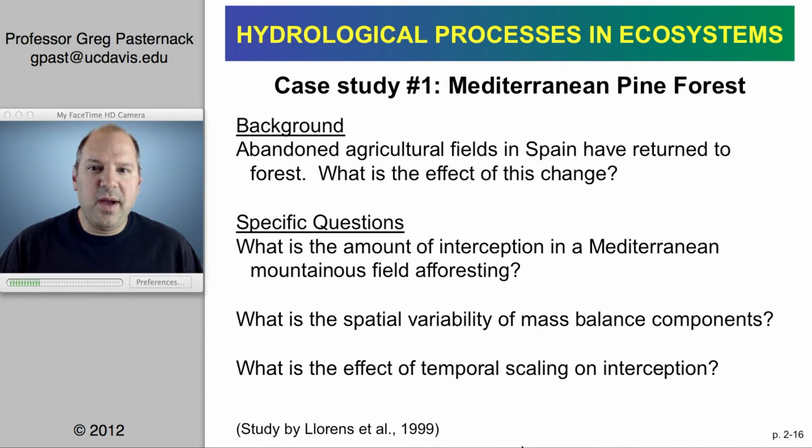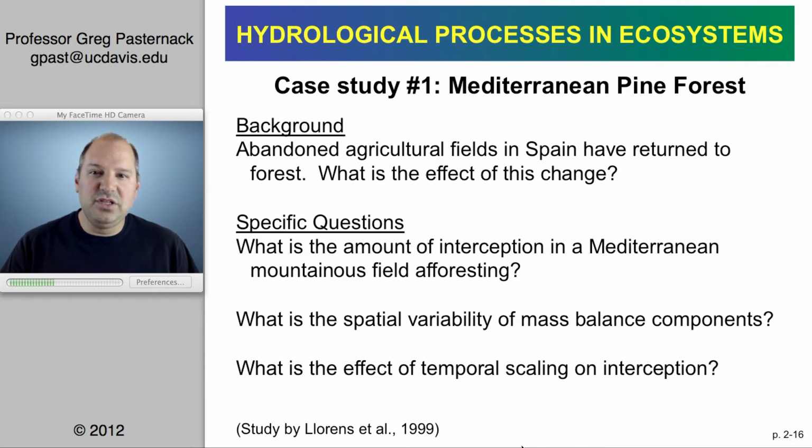The purpose of this video podcast is to introduce you to the ways in which hydrologic science can be used to answer questions about how water is moved and stored in a tree canopy and down to the ground in different forest settings. The first case study involves looking at Mediterranean pine forest. So this is very similar to the setting of where we live here in Davis, California, but this study actually comes from agricultural fields in Spain.